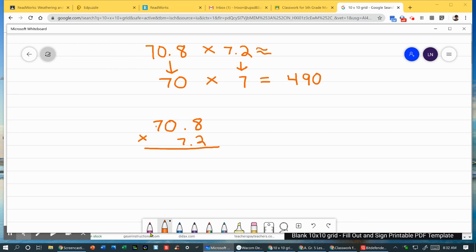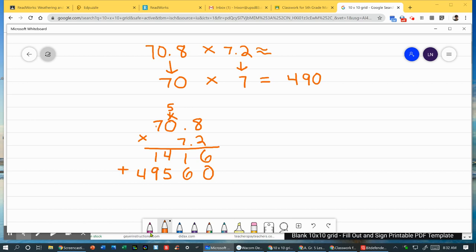Okay, so for 70 and 8/10 times 7 and 2/10, 2 times 8 is 16. 2 times 0 is 0 plus 1 is 1. 2 times 7 is 14. And now I need a 0 in my ones column. 7 times 8 is 56. 7 times 0 is 0, plus 5 would be 5. 7 times 7 would be 49.